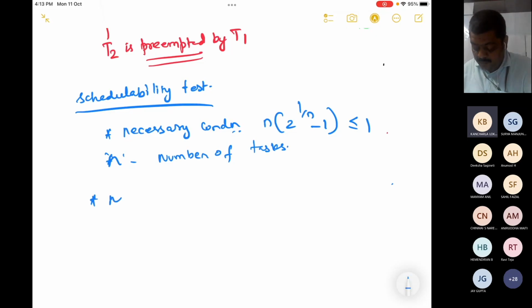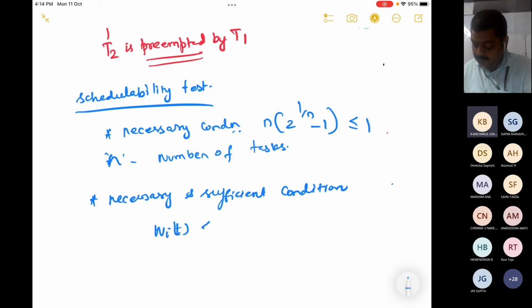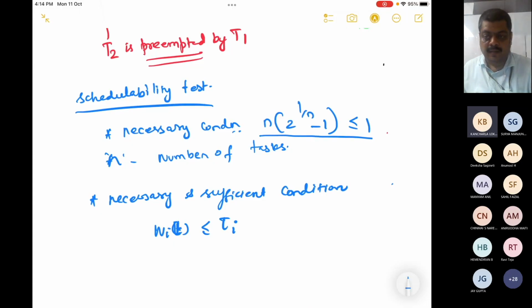The other one is the necessary and sufficient condition, that is Wi(t) is less than or equal to t. Anyway, we are not going to see that. If we go and check it for the schedulability test, it will be a very complicated process. I'm just stopping here for the RM algorithm. So the necessary condition here is n times (2 power 1/n minus 1) should always be less than or equal to 1. This is the formula for the schedulability test for rate monotonic scheduling.